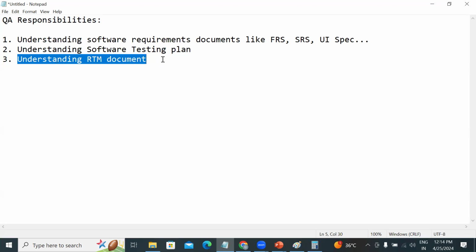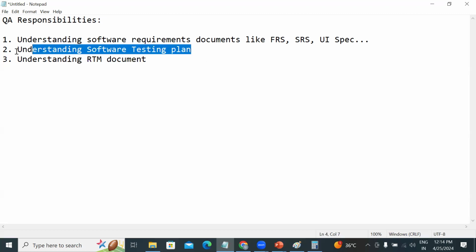Understanding RTM document. If you are a senior person with 4-5 years of experience, you are preparing the RTM document, so you are not just understanding it. Your responsibility is to prepare it. Freshers with 1 or 2 years of experience are only understanding. If you are a senior person, I am responsible for the test plan. Whenever any project starts, I prepare the test plan document. Okay? Fourth one.